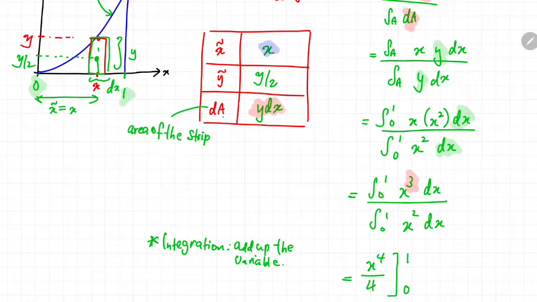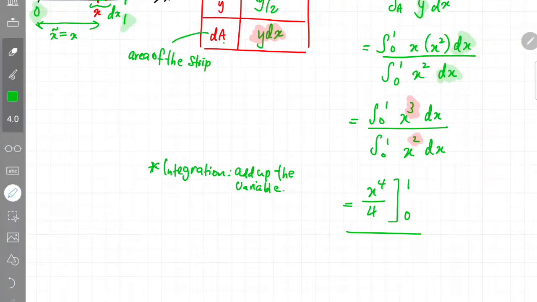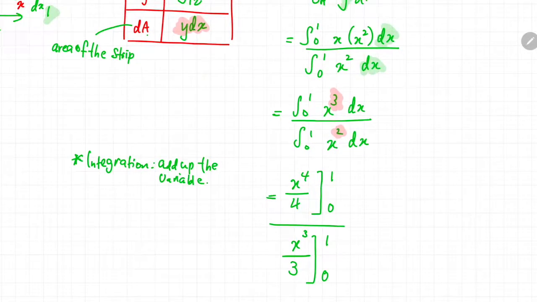Okay, at the bottom part of it, if you integrate x squared, it will become x cubed divided by the new power, which is 3. And then you have to calculate it for the range of 0 to 1. So the next step is, first you have to apply the value of 1 into the x.